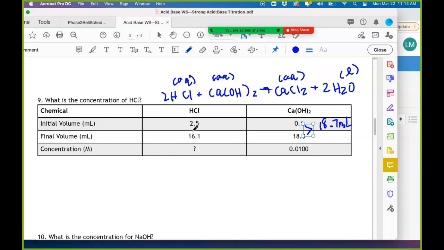How much HCl was used? It's not 2.5, it's not 16.1, it's the difference between those two. So 16.1 minus 2.5 is 13.6 milliliters. Okay? Now, we need to flash back because they give you volume and molarity for calcium hydroxide.